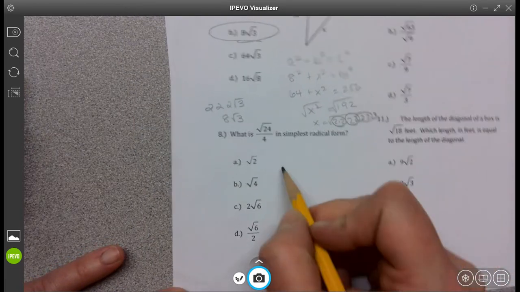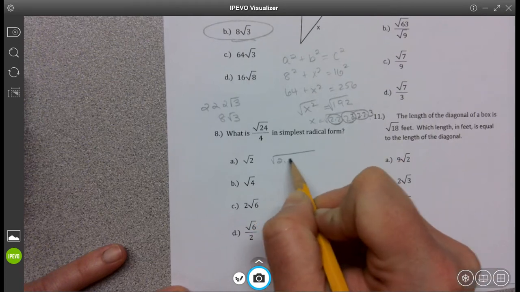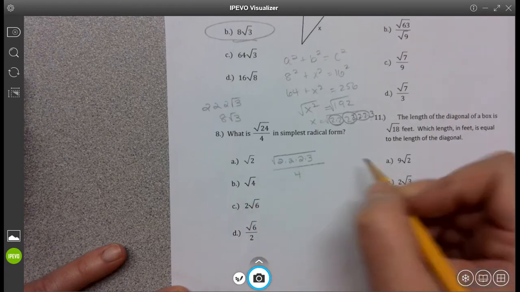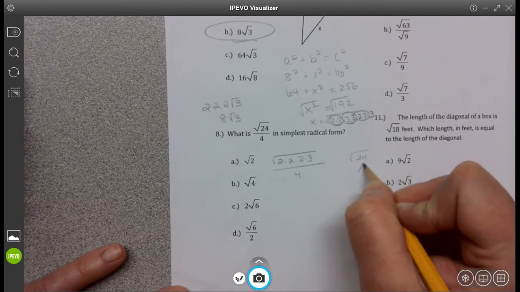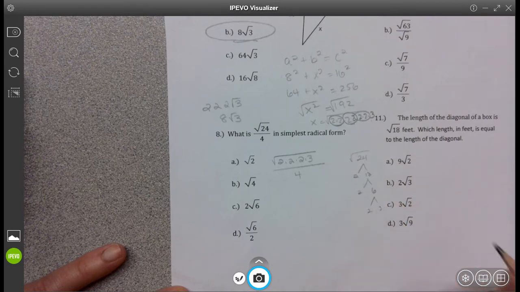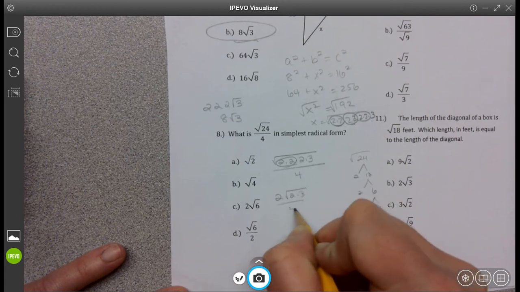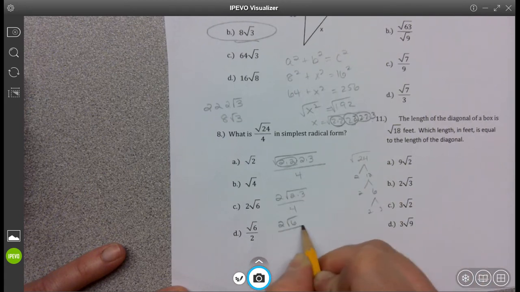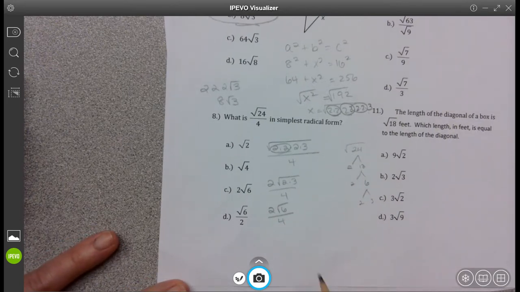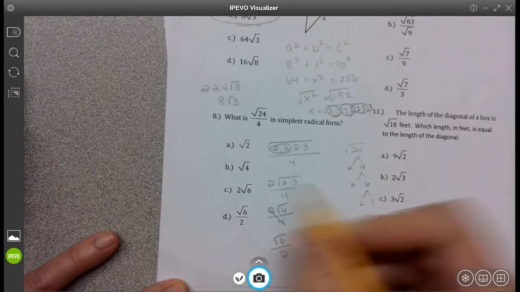Number 8, what's this radical in simplest form? Well, 24 can break down to 2 and 12. 12 is 2 and 6. 6 is 2 and 3 over 4. If you have to go off to the side and make a factor tree, then that is what you have to do if you cannot do it in your head. Okay? Find a pair, bring it out. Put the 2 and the 3 back together. And remember, pause the video. Look at it for a bit. Go back to it. Always try these on your own first. Your answer is D.